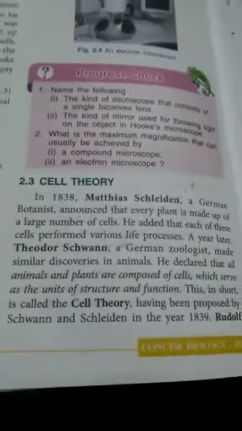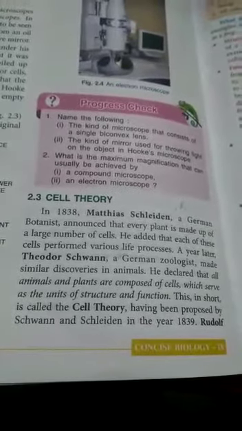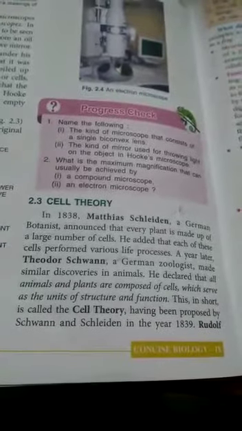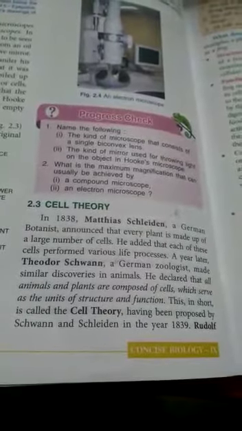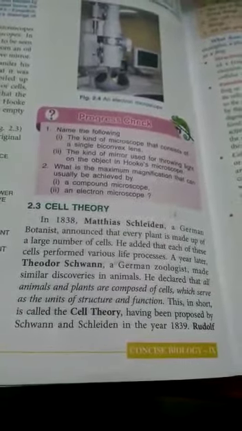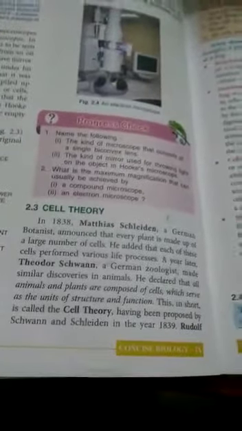Now we come to the cell theory. Cell theory was proposed by two scientists, Schleiden and Schwann. Schleiden was a German botanist and Schwann was a German zoologist. Both of them said that, Schleiden said that plants are made up of cells, and Schwann said that animals are made up of cells. So both of them formulated a theory. That theory is known as cell theory.